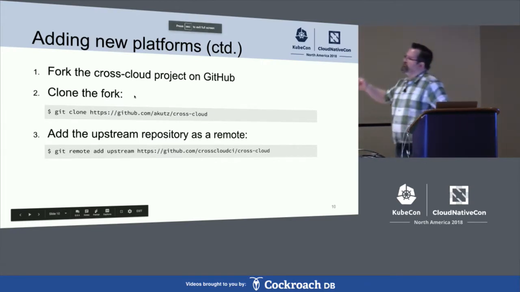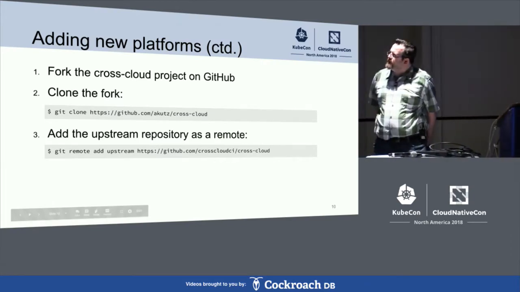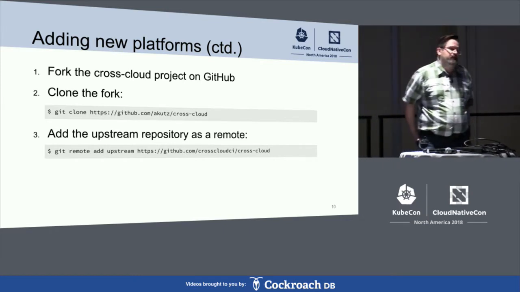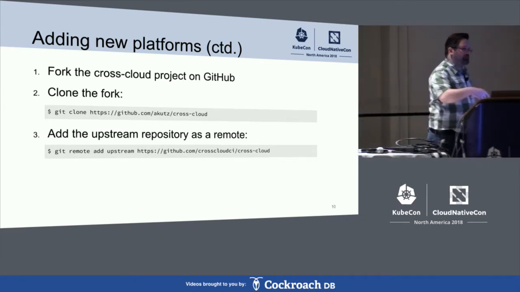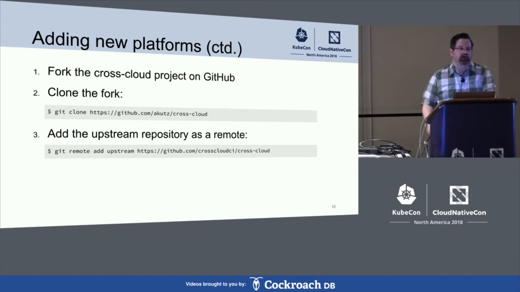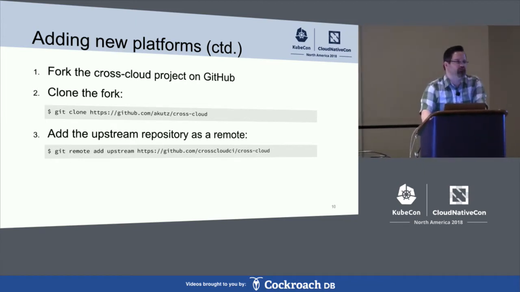I always find it helpful to go ahead and add a Git Remote as upstream. So when I clone my fork, I immediately do a Git Remote add upstream. So if I ever need to fetch changes, that's something you can do for all of your projects.